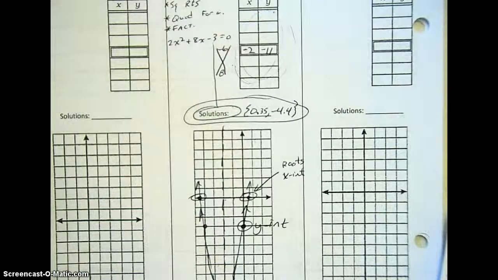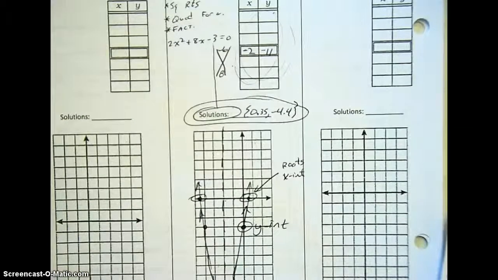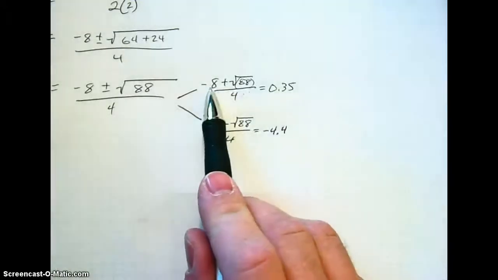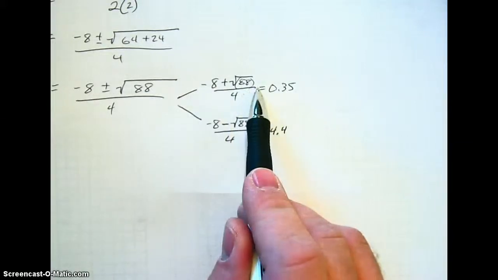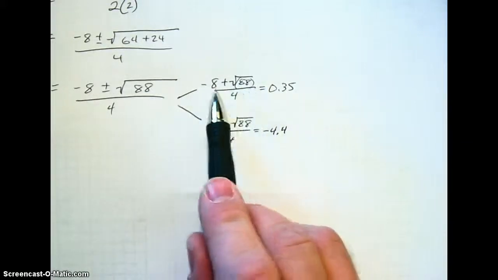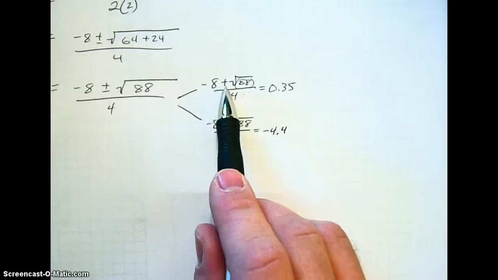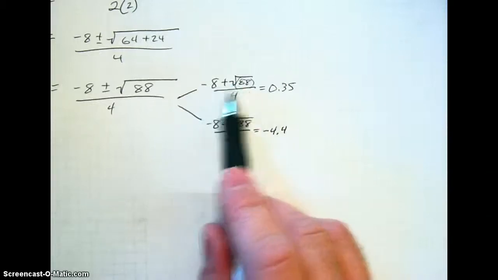All right. Kelly, what you got? I don't know how you got 0.35 because when I plugged it in. Okay, let me look at your calculator with you, okay? When you're plugging this into your calculator, make sure you close that parenthesis after the root 88 if you're going to put in that divided by 4 right afterwards. Otherwise, enter negative 8 plus root 88, enter.